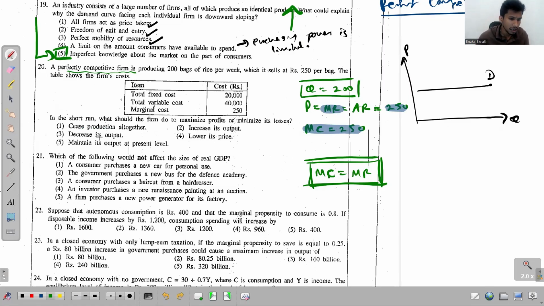Cease the production? No. Increase its output? No. Decrease the output? No. Lower its price? No. Maintain its output at the present level. So the fifth one is the option D.